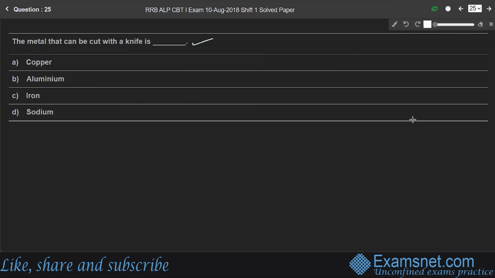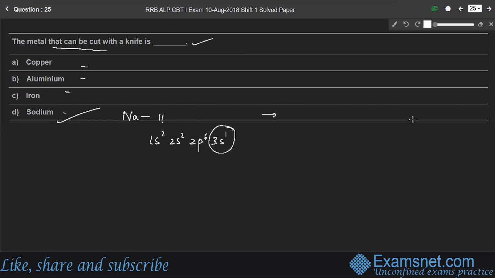Question 25. The metal that can be cut with a knife is, options are copper, aluminum, iron, and sodium. So sodium is the metal that can be cut with a knife because sodium has one valence electron, right? So sodium atomic number is 11. So which is 1s2, 2s2, 2p6, and 3s1. So it has one electron in its outermost shell, right? Therefore, it has one valence electron.